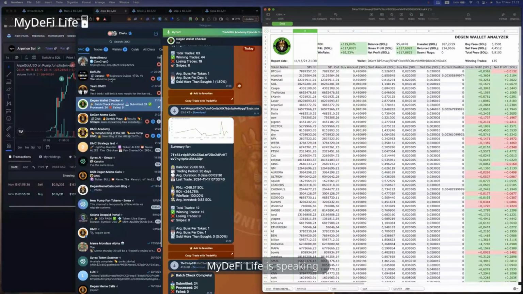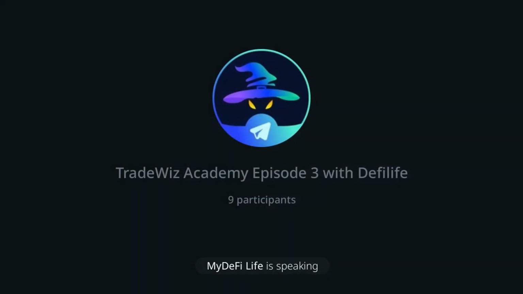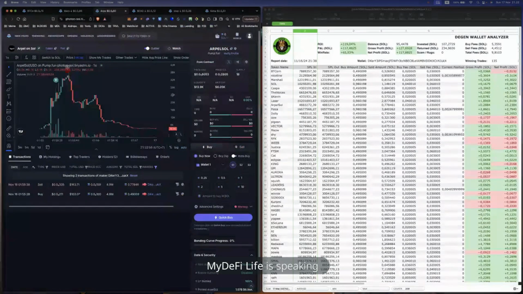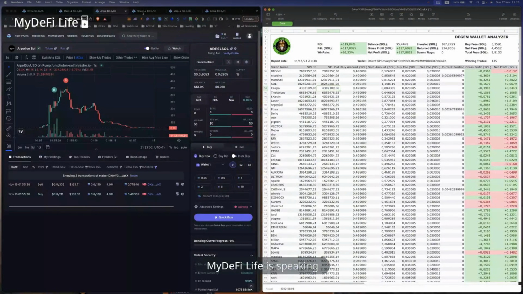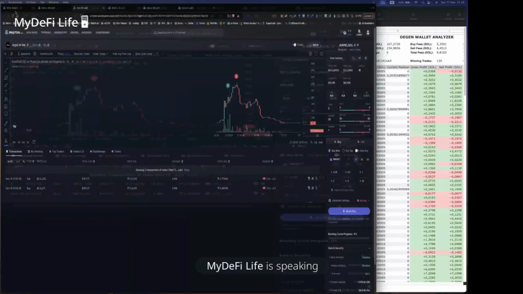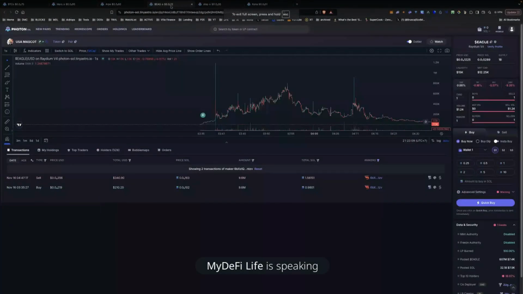But that's the reason why personally I wouldn't copy trade that wallet. And obviously you guys have your own preferences, but for me personally, it's not something I'm interested in. Now the other wallet, the 80% win rate, I think it was. These are the examples, and this is what I'm looking for when it comes to the other wallet. These are the kind of trades that I'm looking for.